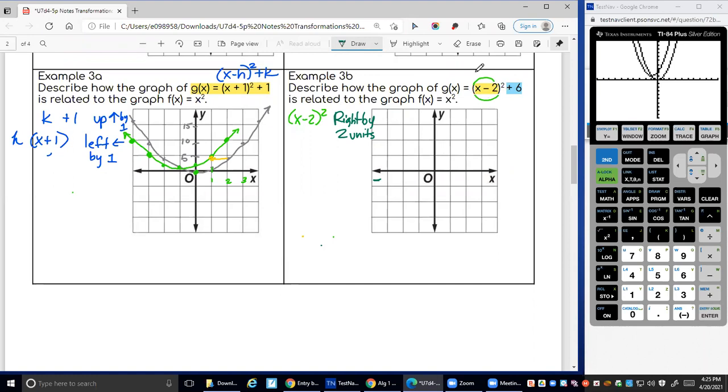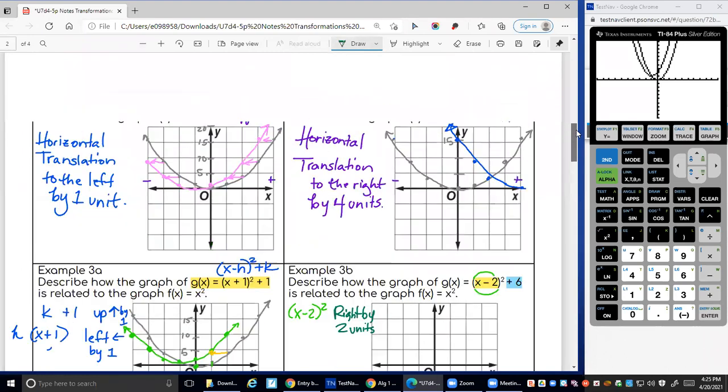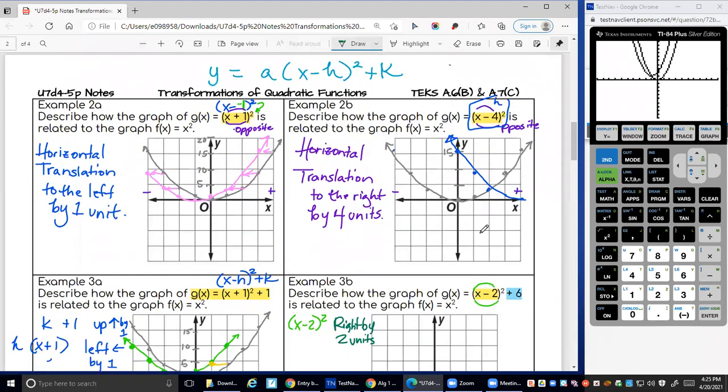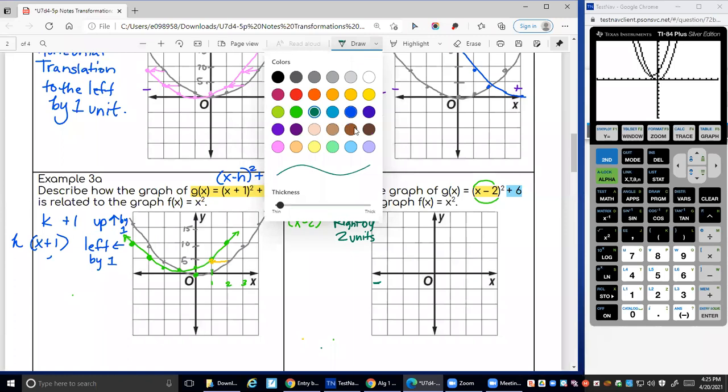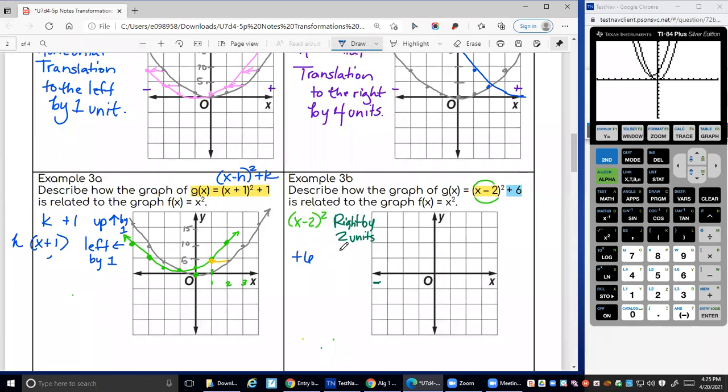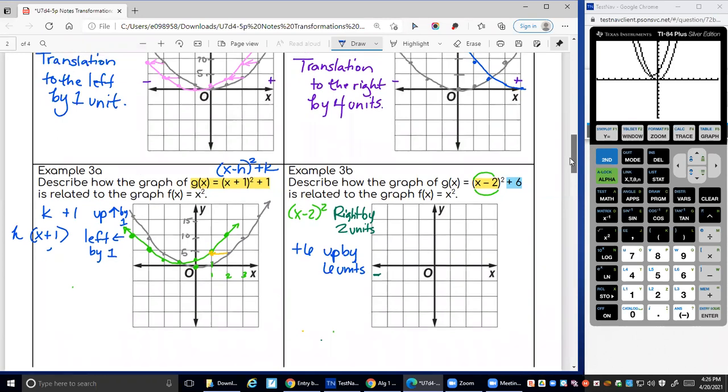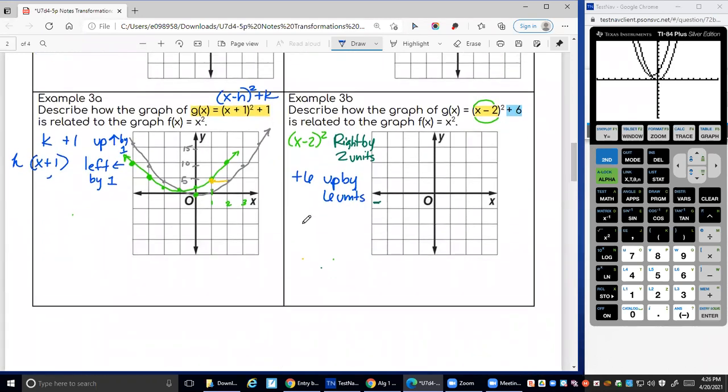So this is your H, because remember the formula kind of looks like that, right? H is for horizontal. K over here, though, is straightforward. It's basically your vertical, up or down. And because it's +6, that's going to be up. +6 means that it's up by 6 units. Questions? Okay. So when we write that formally, we would say there are 2 transformations.